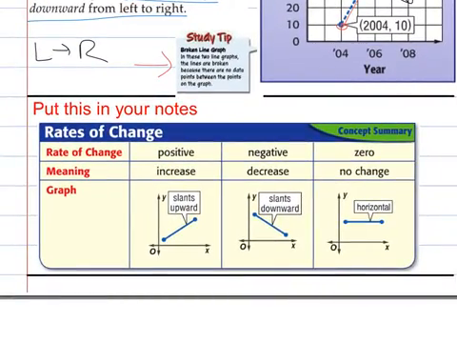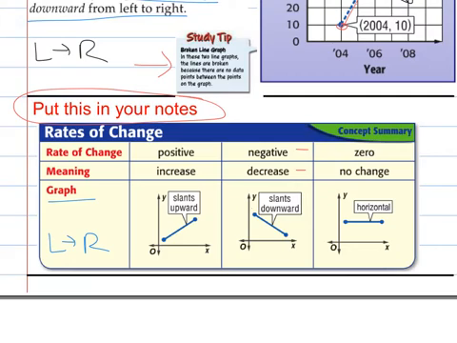So you are going to want to put this in your notes. So rates of change. A rate of change is positive. That means that it's increasing, and that's shown on a graph by slanting upward, left to right. Whereas if a rate of change is negative, we actually call that being a decrease or going down, just like the line does, left to right, it goes down.